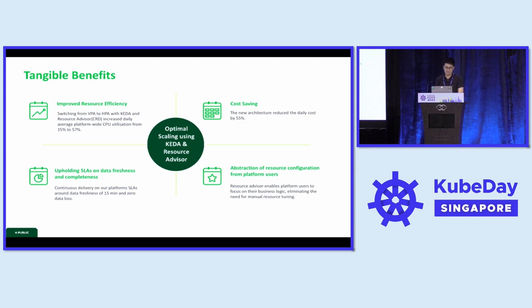This means our pipelines are using resources better even during off-peak hours. Secondly, cost saving. As a result of increasing the CPU utilization efficiency, the new architecture reduced the daily cost by 55%. Furthermore, upholding SLAs on data freshness and completeness, KEDA and the Resource Advisor ensure the continuous delivery of our platform SLA around data freshness and zero data loss.